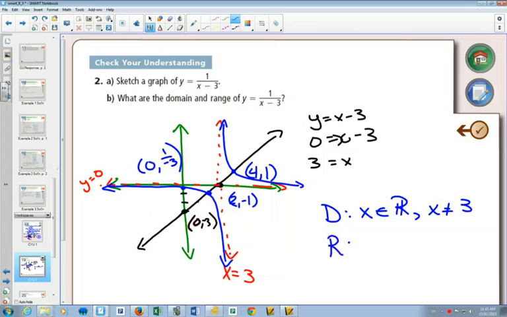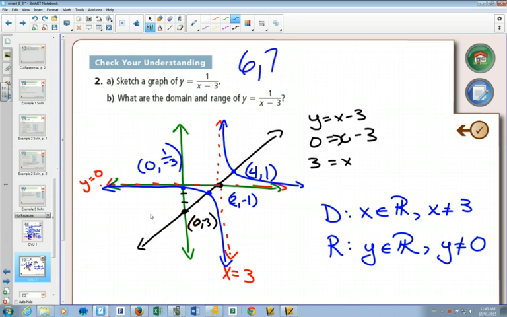Same thing with the range. It is everything, but there's one thing that y can't equal. Just 0. So you look at your asymptotes to say your domain and your range. And the questions for this one are 6 and 7.